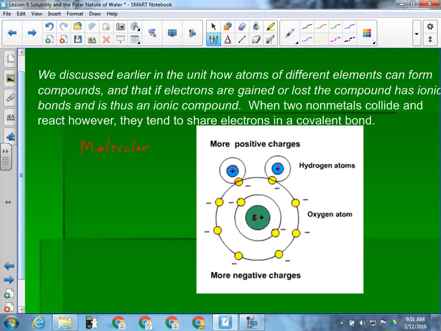So instead of the orbit of this electron looking nice and circular, the orbit of this electron now ends up looking like this. It spends very little time near the hydrogen atom and a lot of time near the nucleus of the oxygen atom. What that ends up doing is essentially leaving two protons, which are positively charged, exposed at the top of this molecule. Meanwhile, all these electrons are hanging out down here, and so this end of the molecule ends up being very negative. So we end up getting a negative charge down here and two positive charges up top.